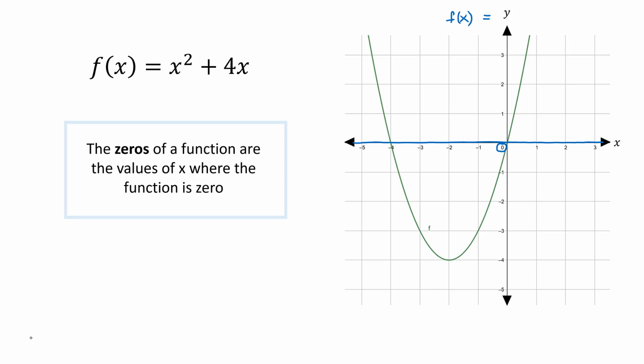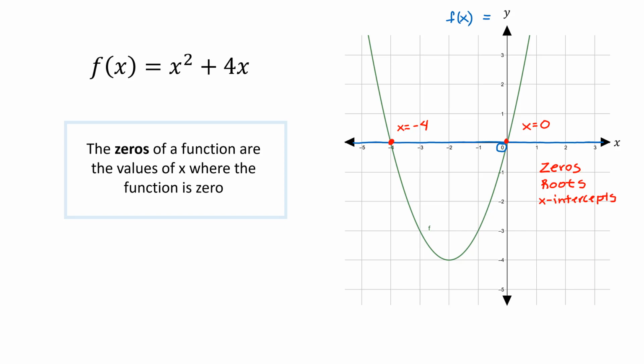In this example, the graph crosses the x-axis in 2 points, when x is minus 4, and here where x is 0. These points are called the zeros of the function. And they are also called the roots of the function. And they are also the x-intercepts. We can prove that these values make the function 0 by substituting them in the function.